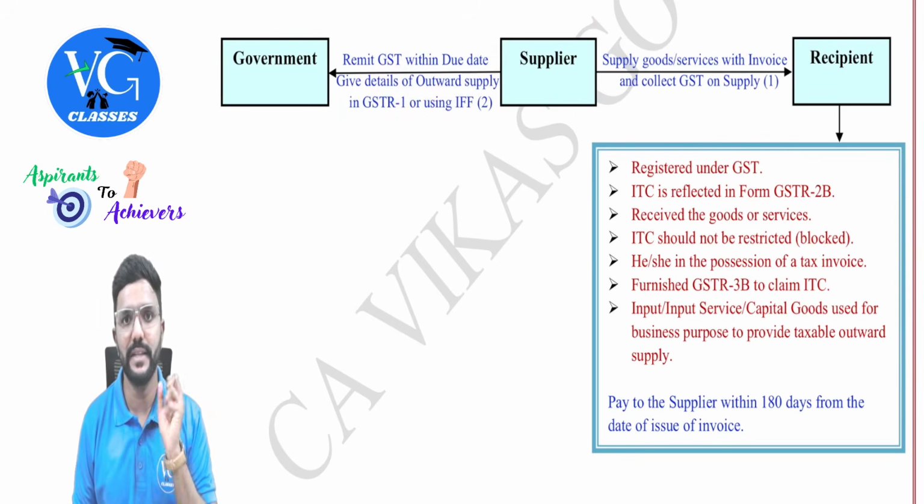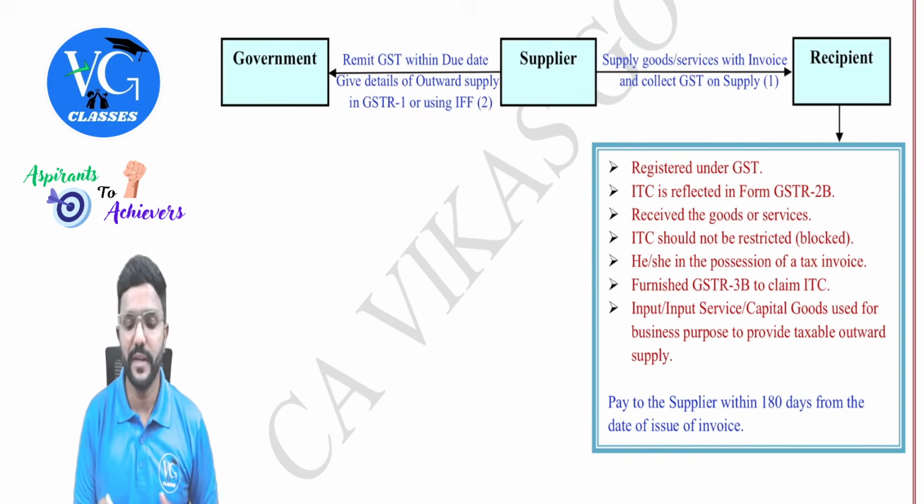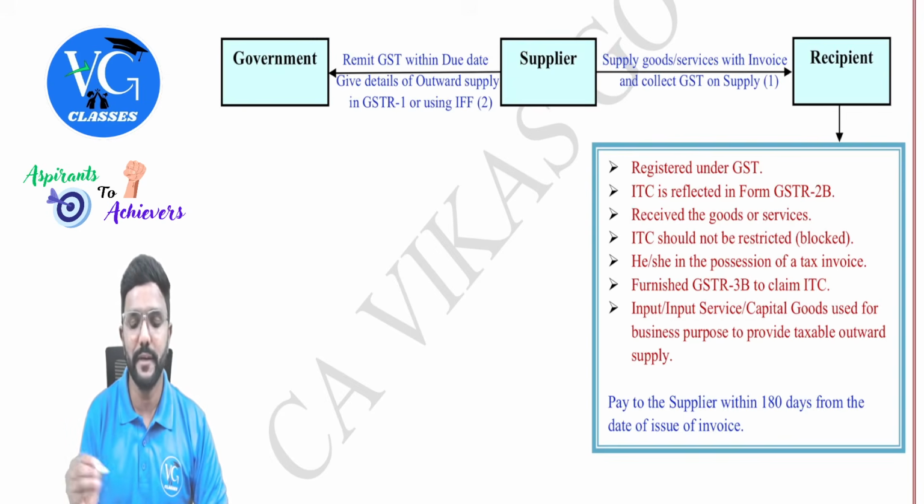If he is filing it monthly, then whatever details of his outward supply, he has to give the details in GSTR 1. If the supplier is following the QRMP scheme, that is quarterly return monthly payment, then for whatever supplies he has made with respect to the first 2 months of any quarter, he can give the details using the invoice furnishing facility. This is only when the supplier has opted for the QRMP scheme.